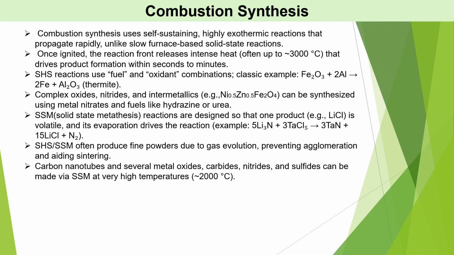An example is the thermite reaction of Fe2O3 and Al to form molten iron and Al2O3. In solid state metathesis, one product is a volatile species like LiCl whose evaporation drives the reaction forward. An example is 5Li3N plus 3TaCl5 forms 3TaN plus 15LiCl plus N2. The gases released cause the formation of fine porous powders. Combustion methods are widely used to make nitrides, carbides, borides, and even carbon nanotubes.